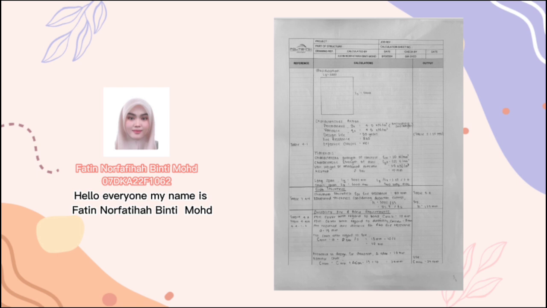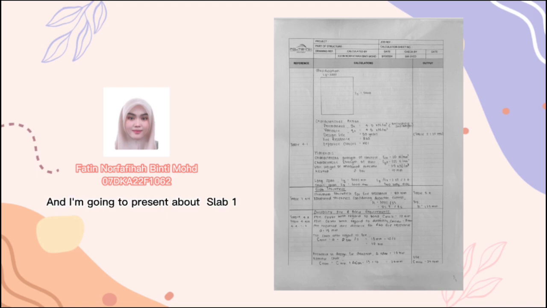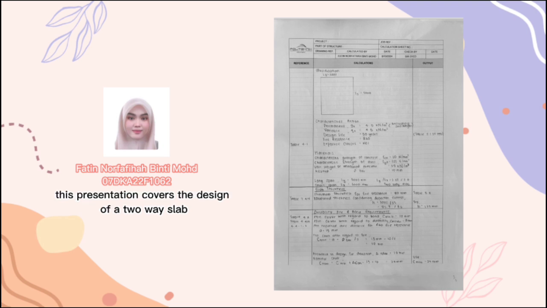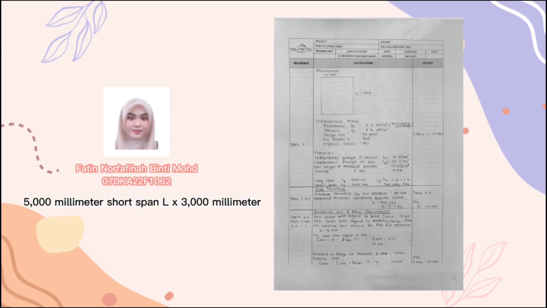Everyone, my name is Fatin Nur Fatiha binti Muhammad and my registration number is 07DKA22F1062, and I'm going to present about slab 1, which is two-way slab. Introduction. This presentation covers the design of a two-way slab with dimensions: long span LY 5000 mm, short span LX 3000 mm. The slab is classified as a two-way slab since LY over LX is equal to 1.67, smaller than 2.